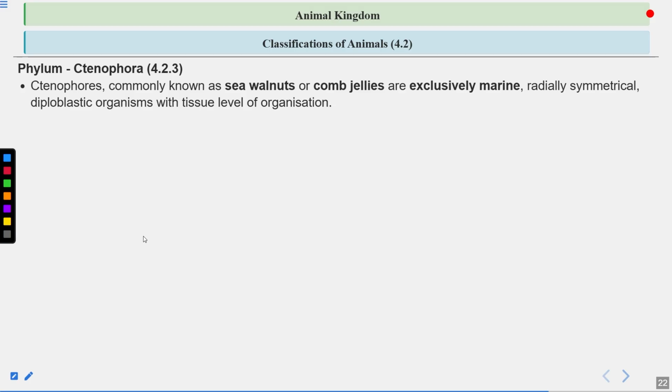Radially symmetrical. If you divide the organism from the center of the axis, it can divide into two equal halves, left half and right half. But there are a number of planes that exhibit the radial symmetry. Diploblastic organism with tissue level of organization. Only two germinal layers, ectoderm and endoderm, and we see the tissue level of organization there.